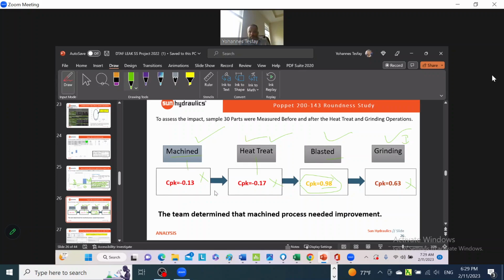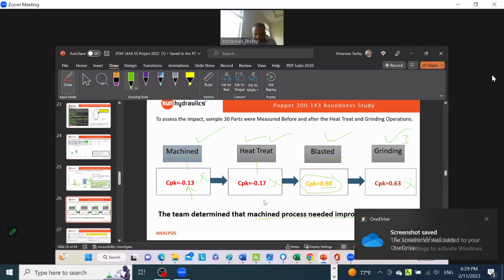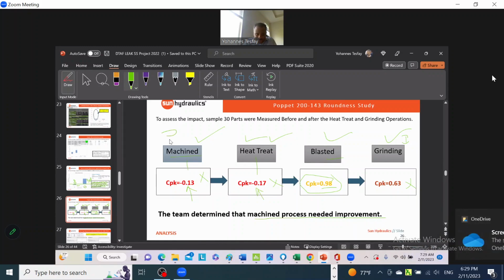There are a lot of machining operations that take place. But when it comes to blasted, that's relatively fine, and grinding. The team determined that the machining process needed improvement. This needs improvement, this also needs improvement, but the most improvement is needed right here in the machining operation.